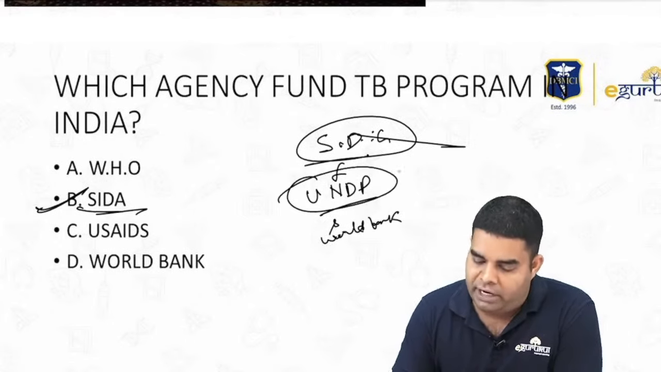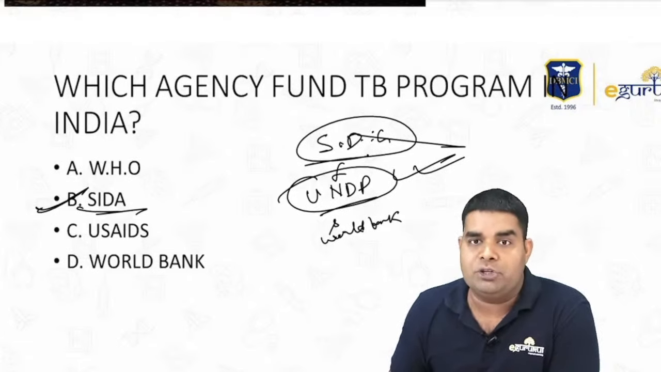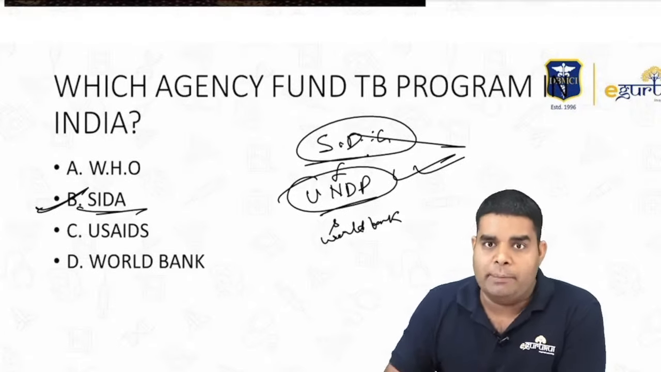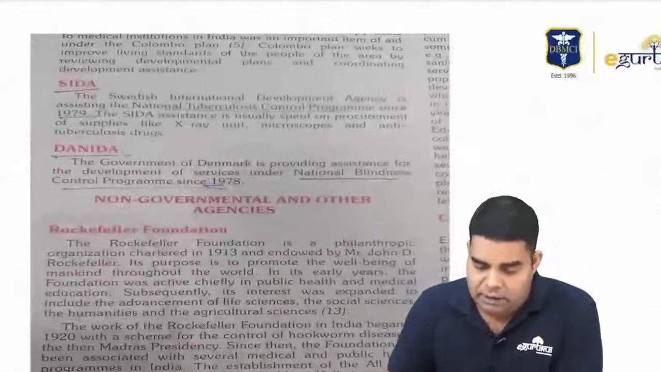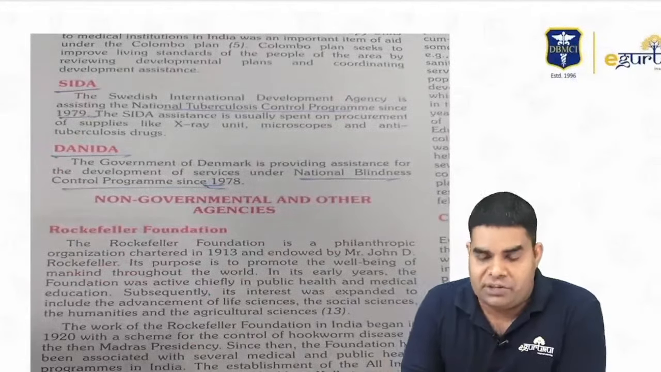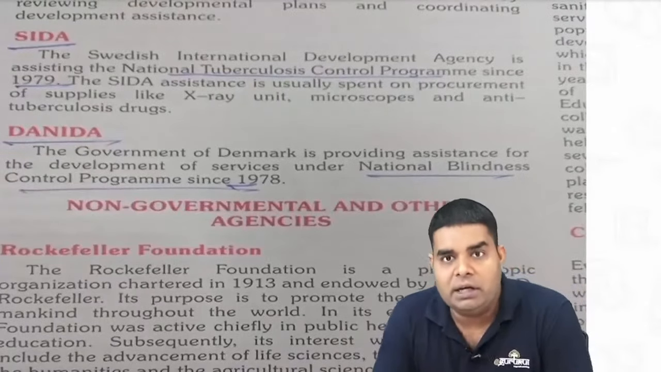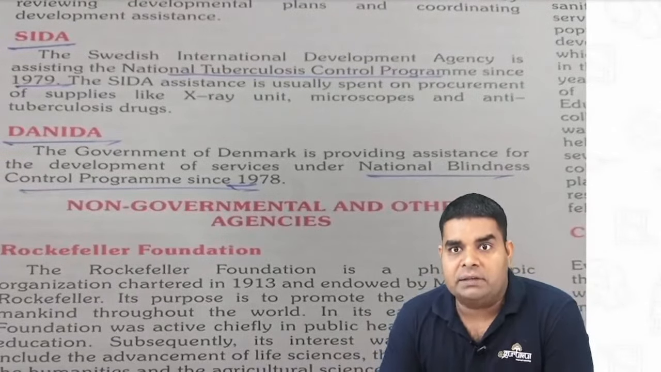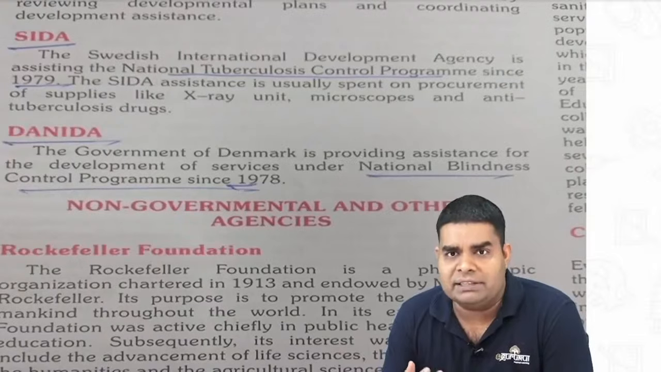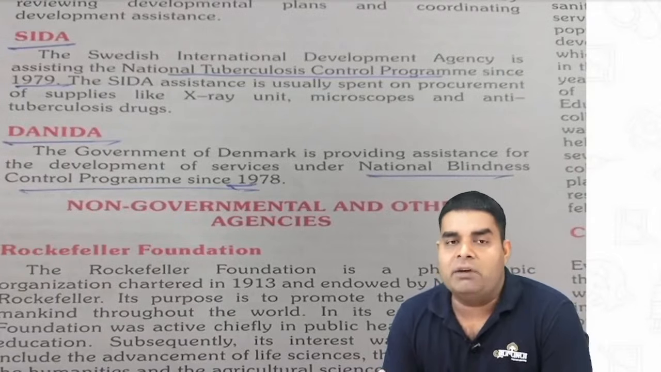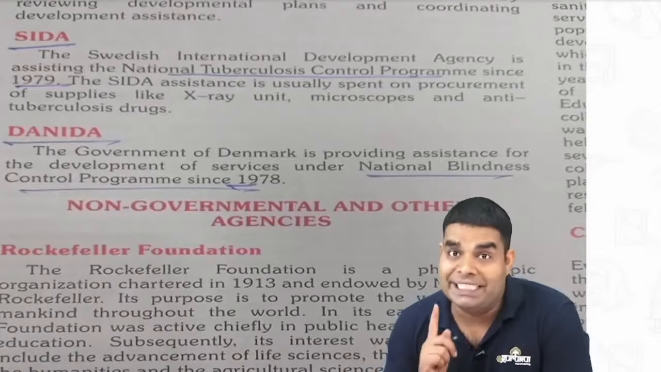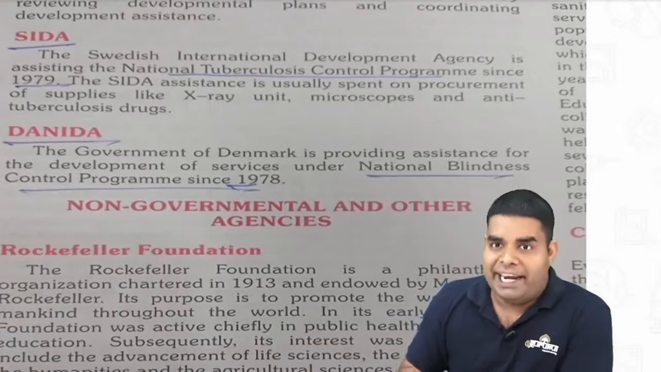But the main funding organization for Sustainable Development Goals is UNDP. Okay, let's talk about SIDA also a bit. SIDA means Swedish International Development Agency. You can see the page from Park's latest edition. SIDA assists in the procurement of supply, and it is the one which is giving funds for our National Tuberculosis Control Program. Now what is DANIDA?